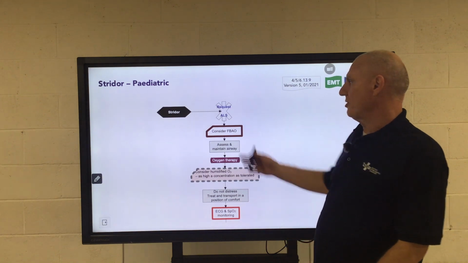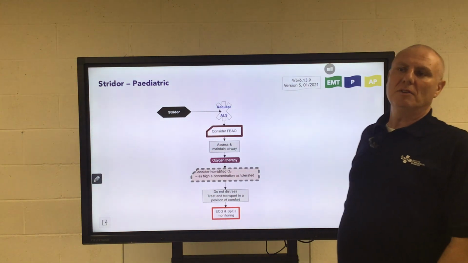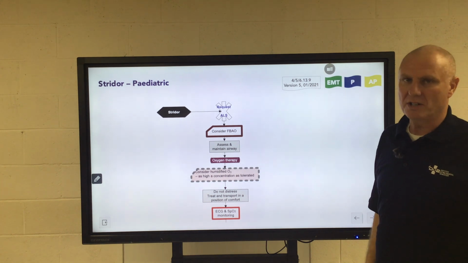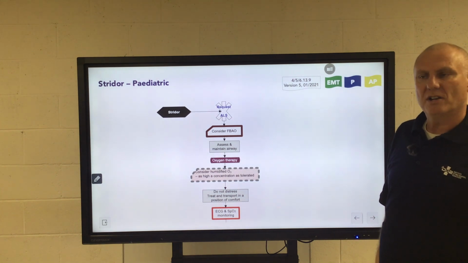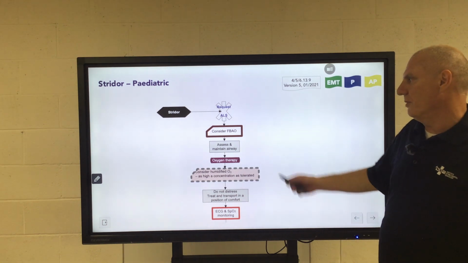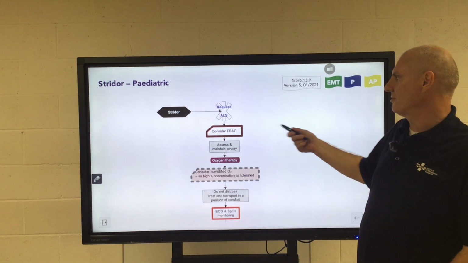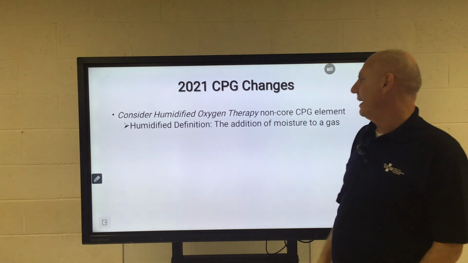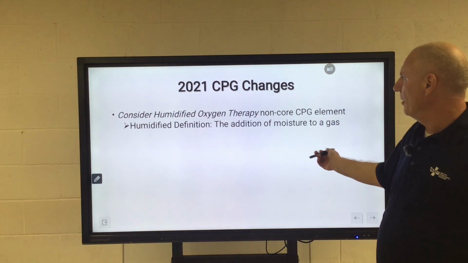ECG and SpO2 monitoring for anybody with a stridor, any child. We need to be looking at peripheral saturations. Remember, children will normally sat pretty high. If they look washy and their sats are depressed and they're symptomatic, then they really need to be thinking about ALS with stridor in paediatrics. Consider humidified oxygen. It's non-core, but again, it's something that we need to know about.